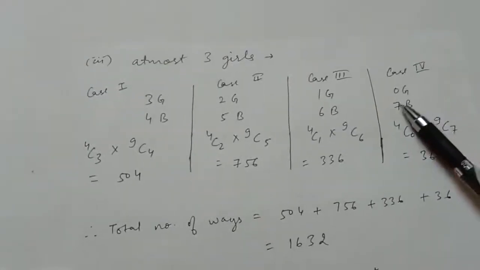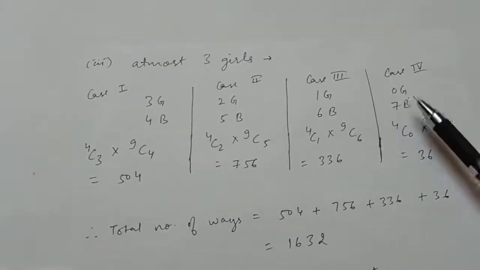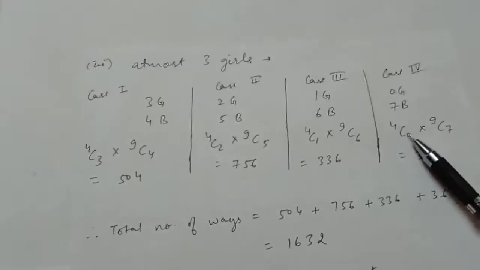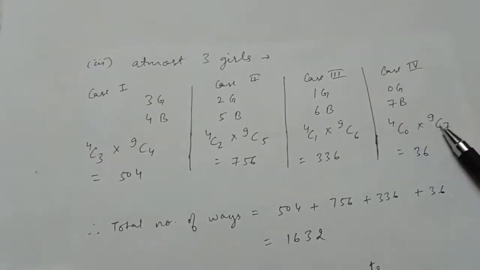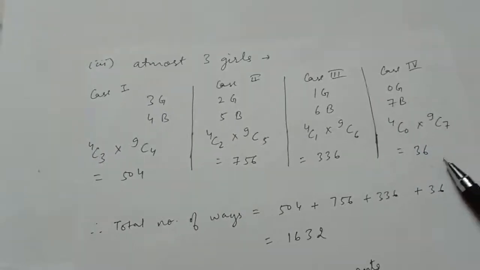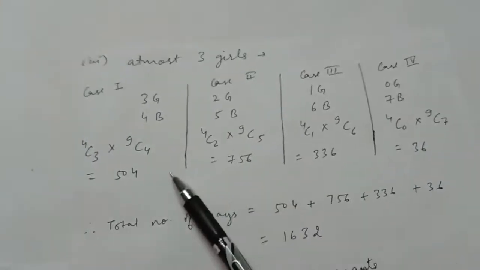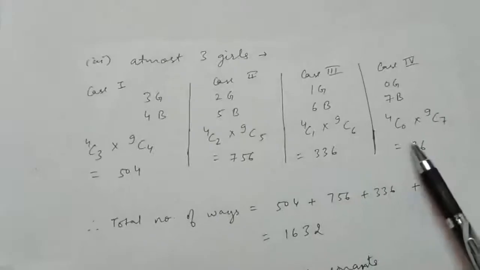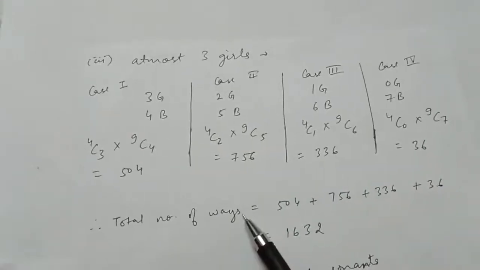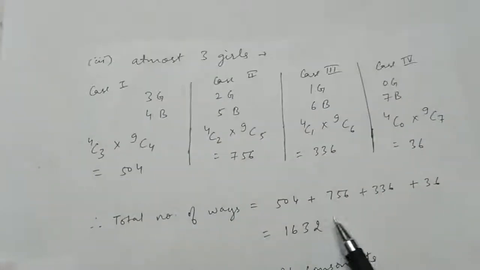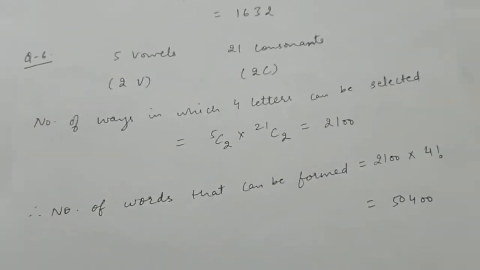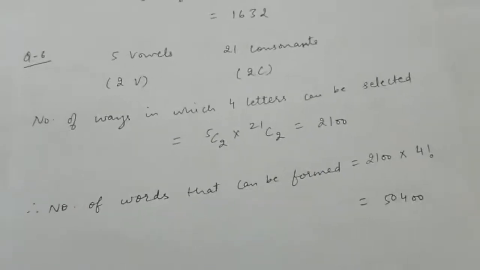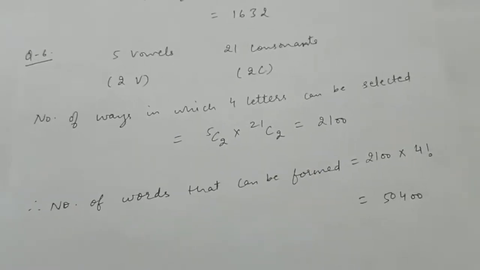And the fourth case is if we select no girl, then the committee will consist of all boys. Therefore, we have to select 7 boys. So out of 4, 0 girls, into out of 9, 7 boys. So you'll get this as the answer. Now add the answers of all the cases to get the total number of ways. So you'll get the answer as 1632.